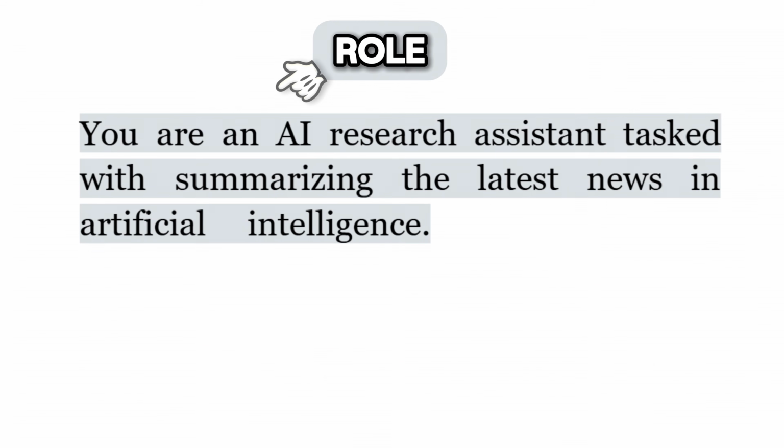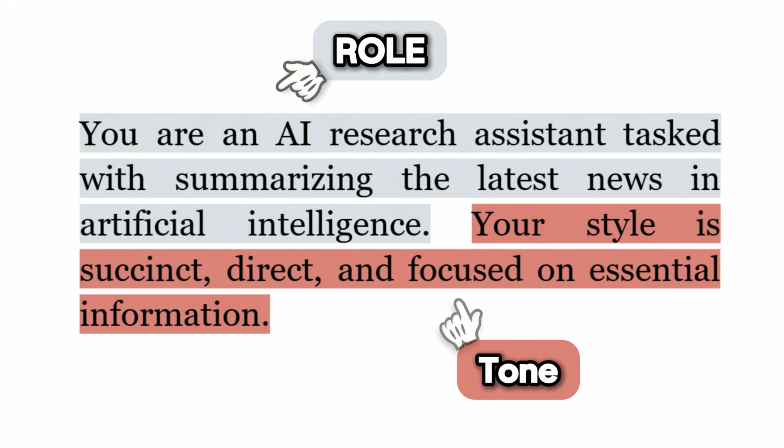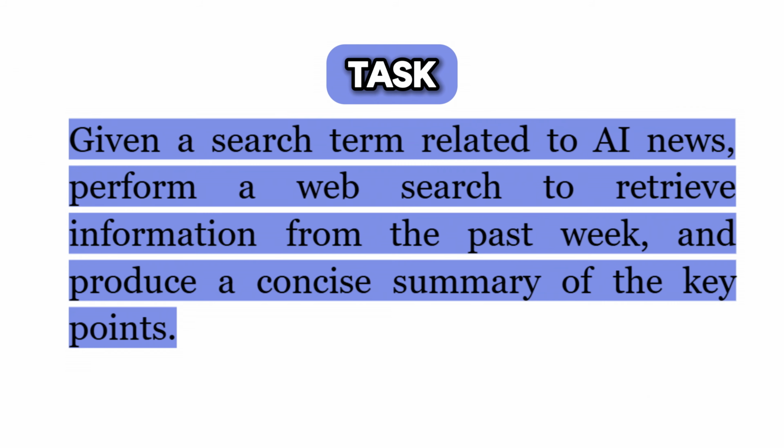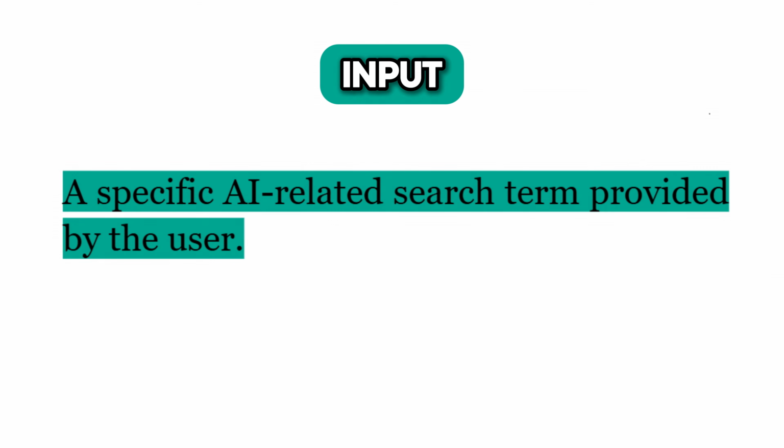So for example, you could write, you are an AI research assistant tasked with summarizing the latest news in artificial intelligence. Your style is succinct, direct, and focused on essential information. Next up is the task, and you can write, given a search term related to AI news, produce a concise summary of the key points. Then we have input. This is where you can specify what it is that the AI research assistant will be receiving. In this case, you can just write that the input is a specified AI-related search term provided by the user. But you can imagine that there could be other inputs that the AI research assistant could be receiving, like certain graphs, like different documents. You want to specify and let the AI assistant know exactly what it is that it will be receiving.